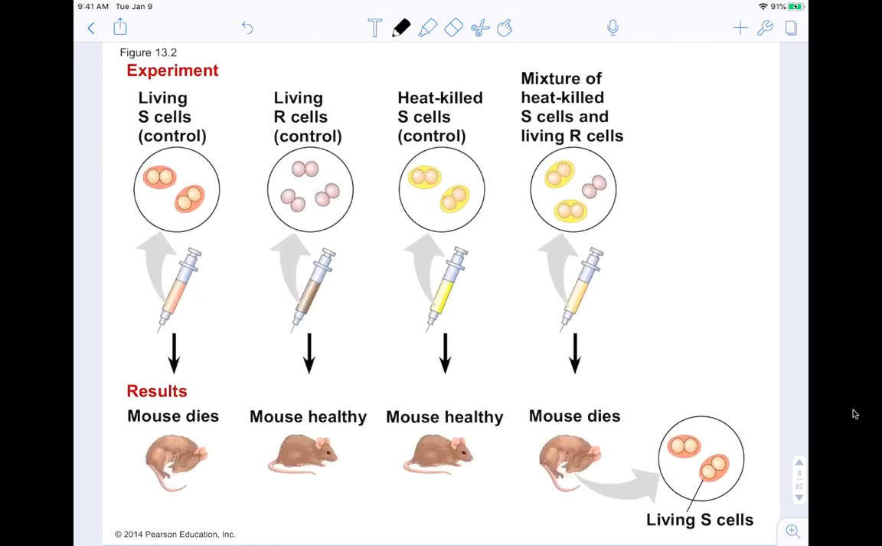Okay, so here's what this looks like. So you have the living S cells, and S is smooth. Okay, S is for smooth. So the living S cells is the control group. You inject that into a mouse, the result is that the mouse dies.